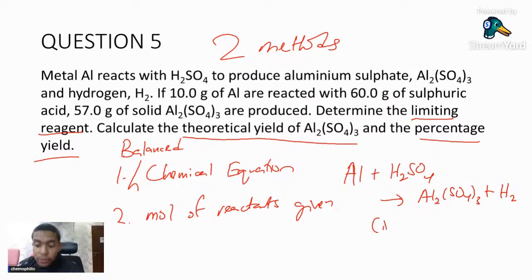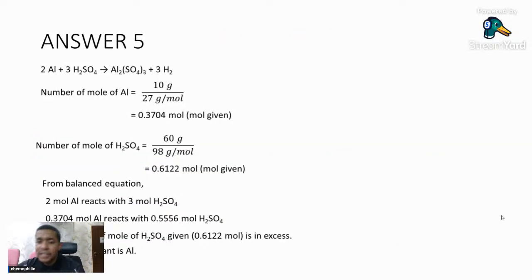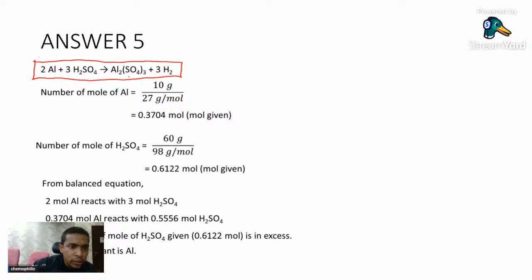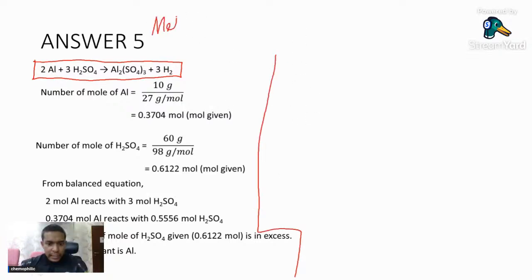For this one we just use the normal inspection method. The inspection method is where you balance the elements on the left so they have the same number as the elements on the right hand side. It's a very straightforward method. So you get 2Al plus 3H2SO4 forming Al2(SO4)3 plus 3H2. Okay, all right. And the one that you see here is method 1, where we compare reactant and reactant.